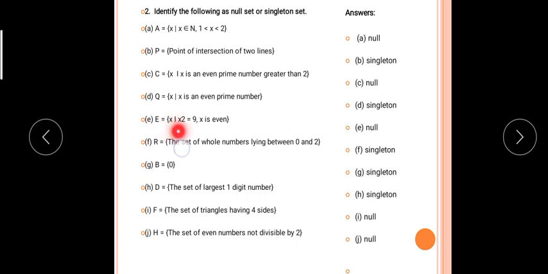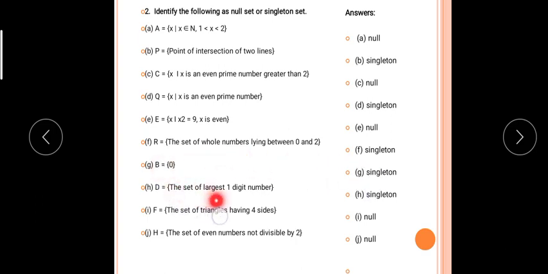Now E is the set of all x such that x squared is equal to 9 and x is even. How is it possible for an even number's square to be equal to 9? No, means this set is empty, and if it is an empty set, we can call it null also. The set of whole numbers lying between 0 and 2. How many elements are there in between 0 and 2 which are whole numbers? There is only one element, that is 1, and therefore it is a singleton. Here 0 is there too, but still there is one element, so it is a singleton.